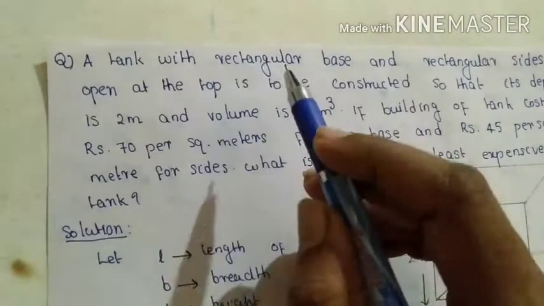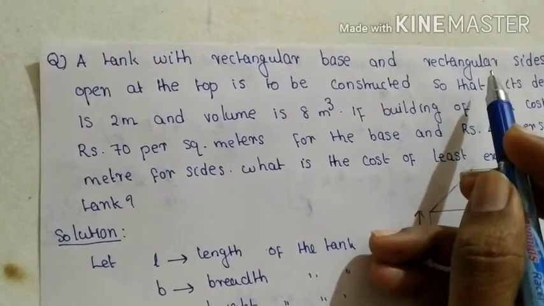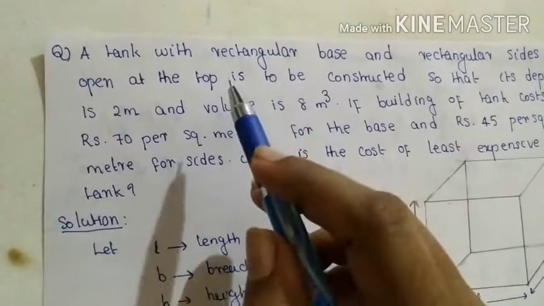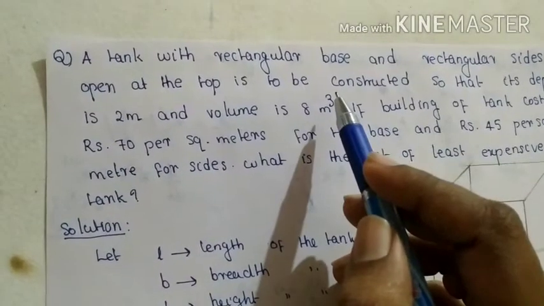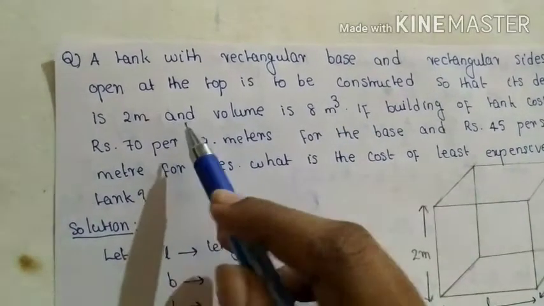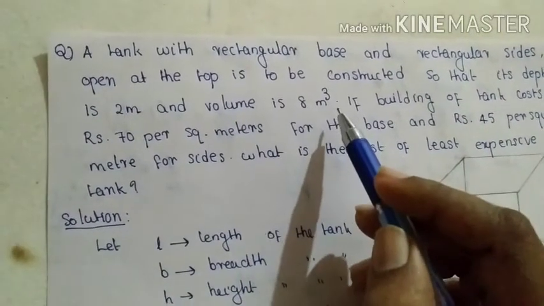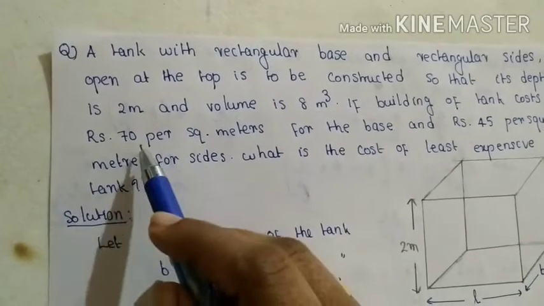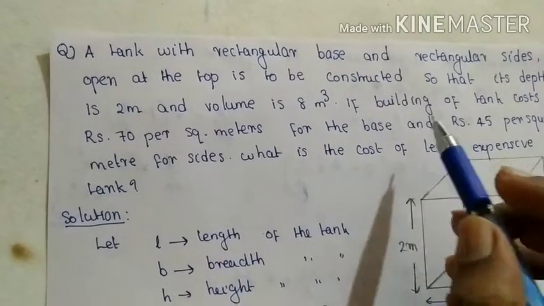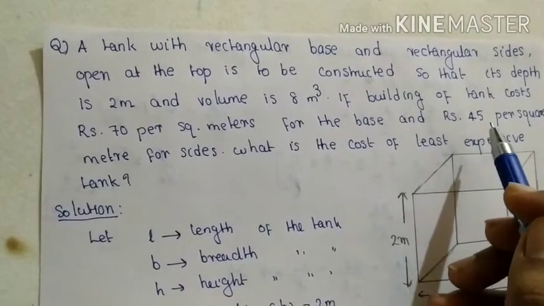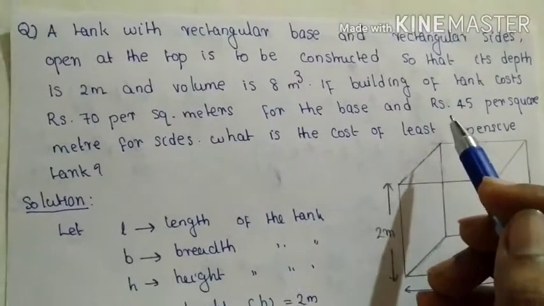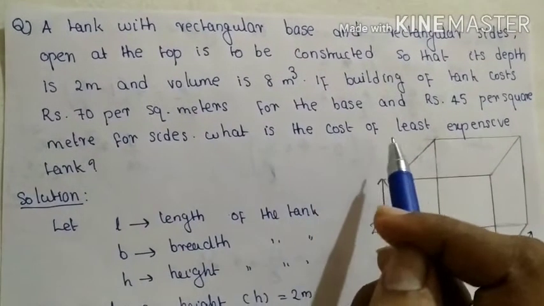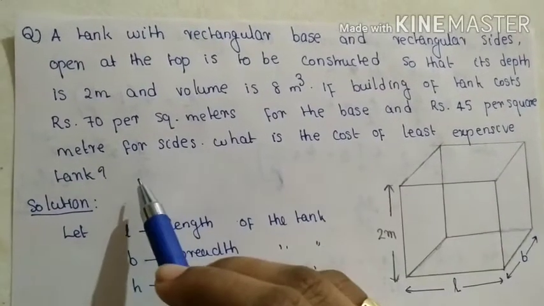A tank with a rectangular base and rectangular sides, open at the top, is to be constructed so that its depth is 2 meter and volume is 8 meter cube. If building of the tank costs rupees 70 per square meter for the base and rupees 45 per square meter for sides, what is the cost of the least expensive tank?